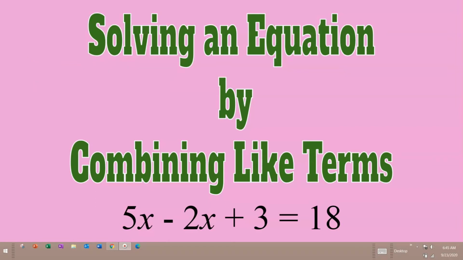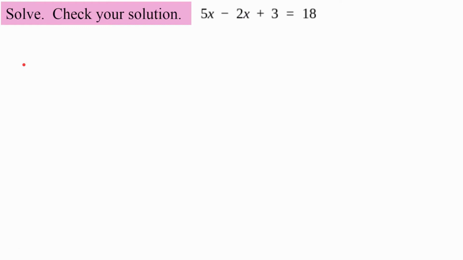Today I'm going to review solving an equation by combining like terms. So we're presented with this equation, 5x subtract 2x plus 3 equals 18, and you're asked to solve and check your solution. So begin by writing the equation down on your paper.